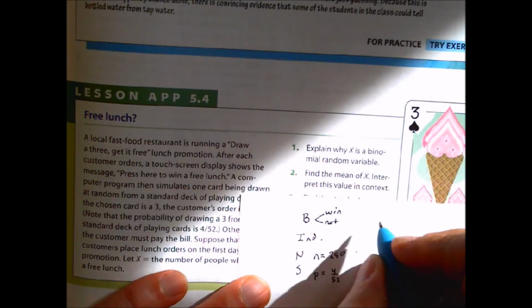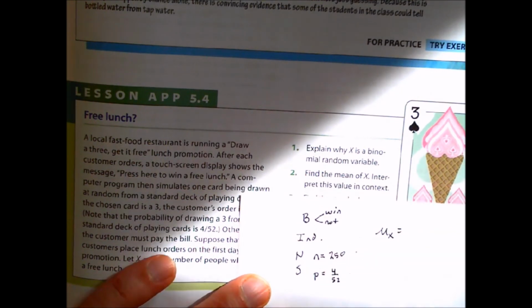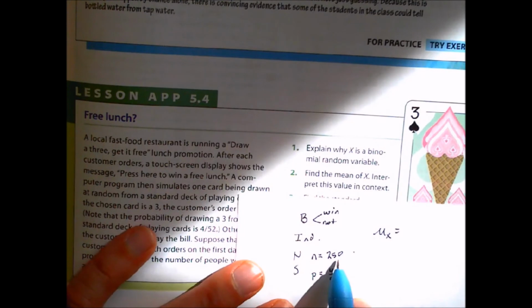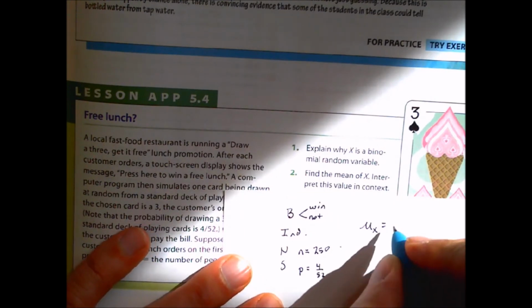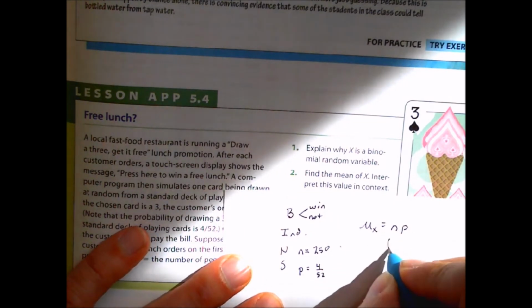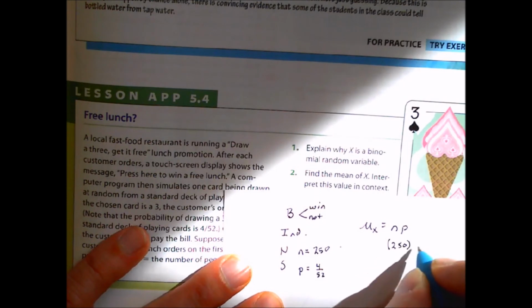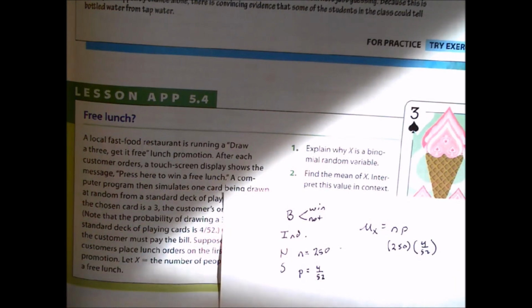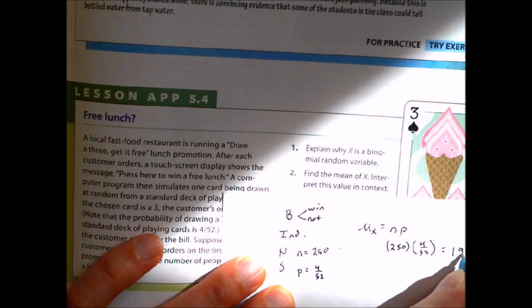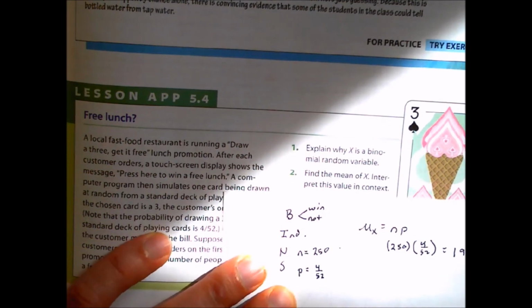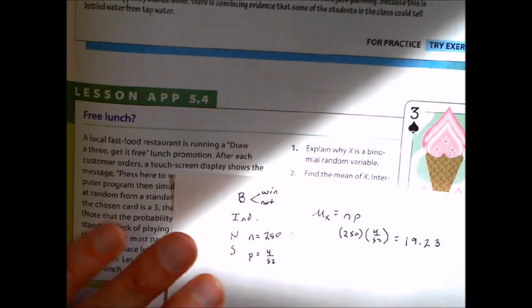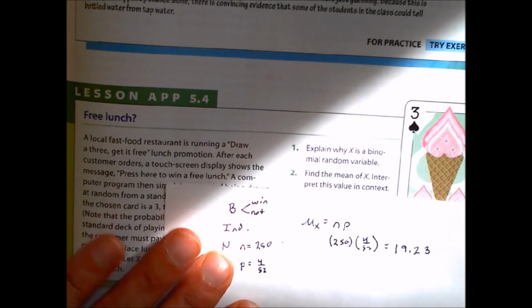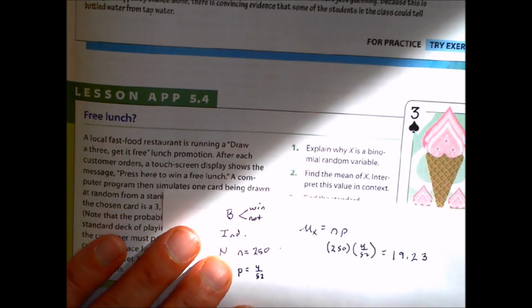The mean, okay, how many people would I expect to win if there's 250? Remember, we can use n times p, so 250, and 4 out of the 52 will win. So if I multiply those together, I get a mean of 19.23. So I would expect a little bit around 19, right? If there were 250 people, I would expect around 19 people to win.